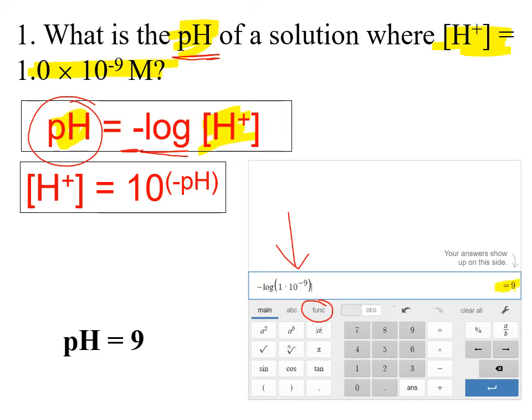So pH of 9. Now, the solution has a pH of 9. Is it acidic, basic, or neutral? pH of 9 means it's a base or a basic solution.